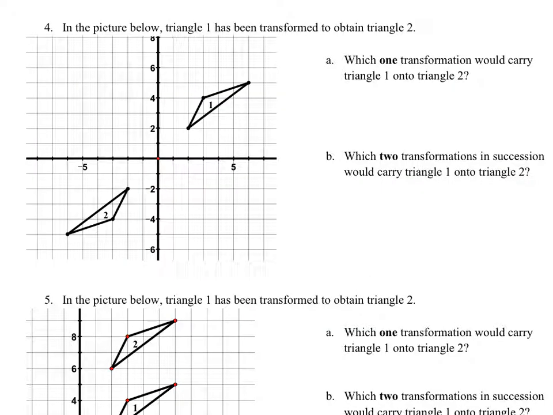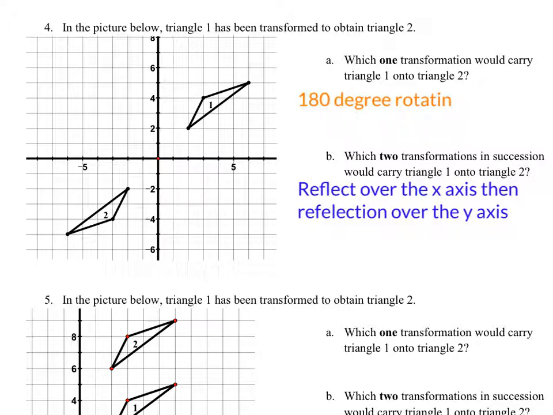Number 4 in the picture below, triangle 1 has been transformed to obtain triangle 2. Which one transformation would carry triangle 1 onto triangle 2? Yeah, that would be good. What 2 transformations would give us triangle 1 onto triangle 2? Yeah, you could reflect over the x-axis, then the y-axis, and that would give you the same image.